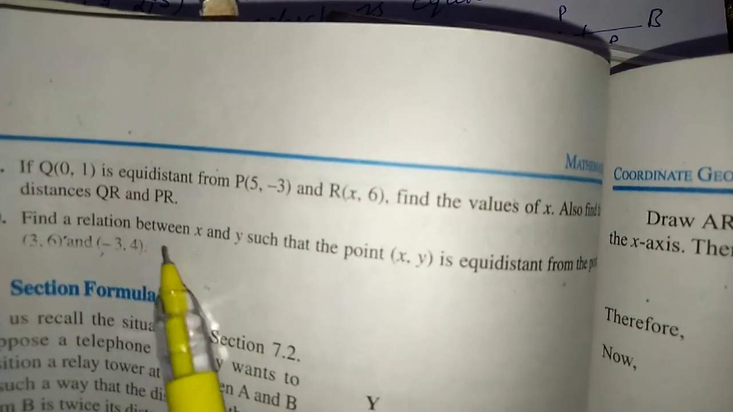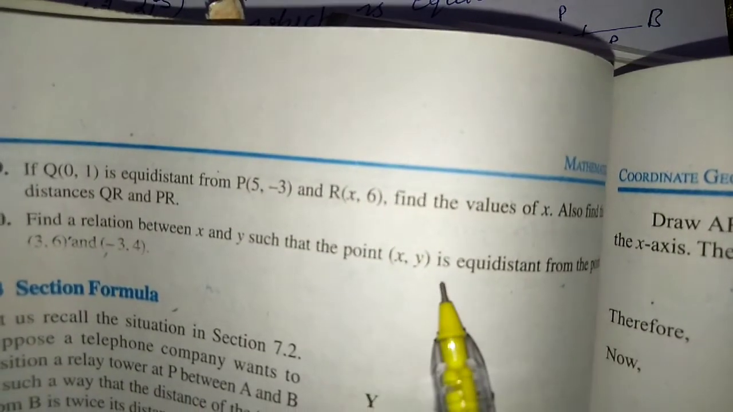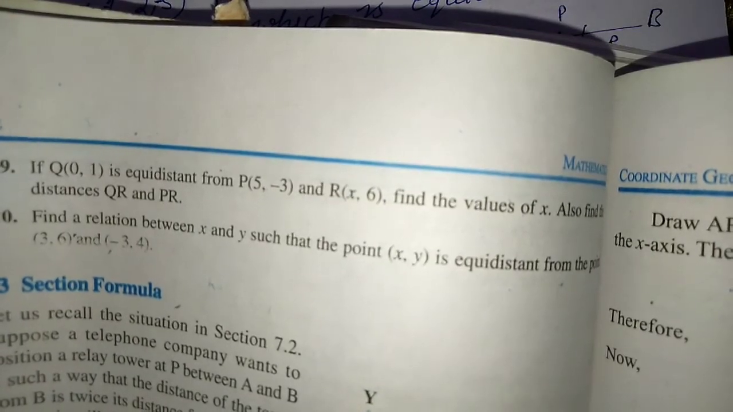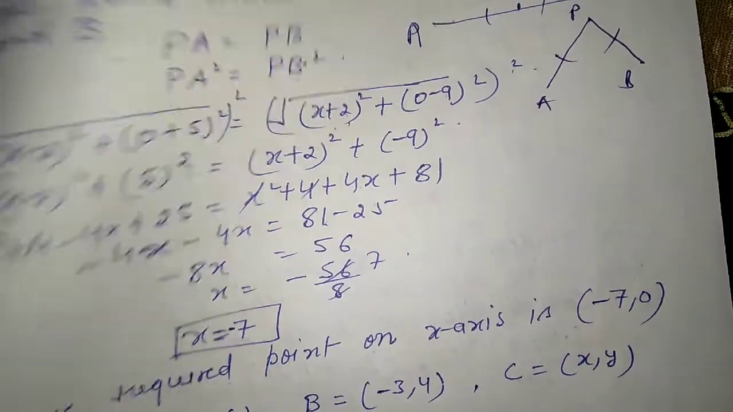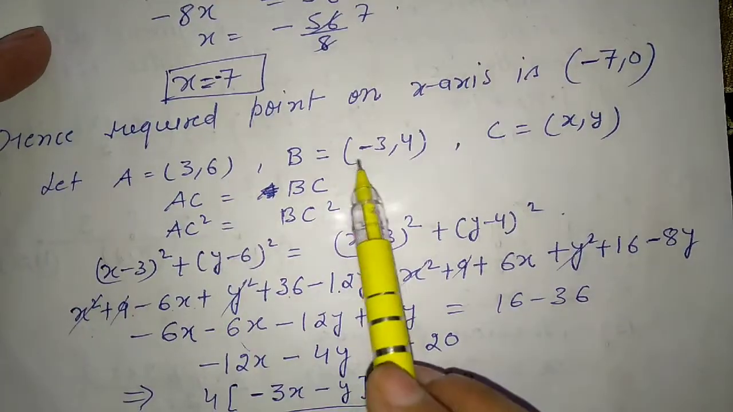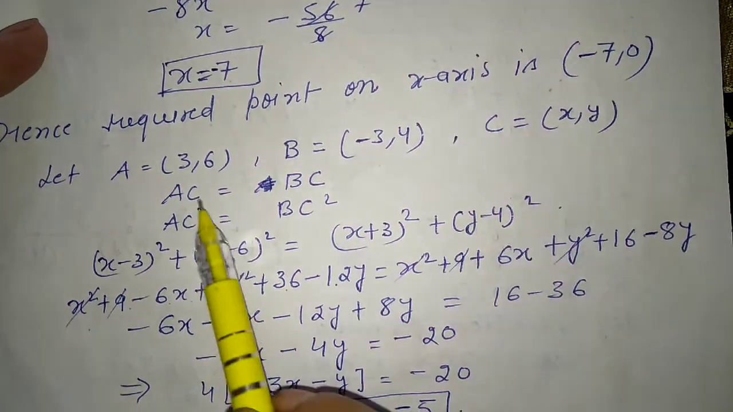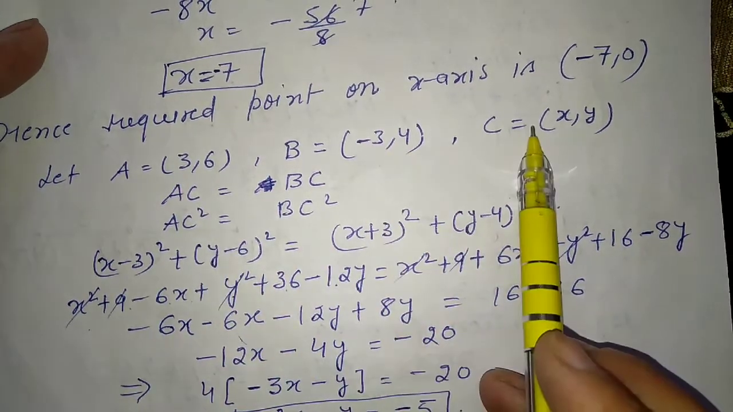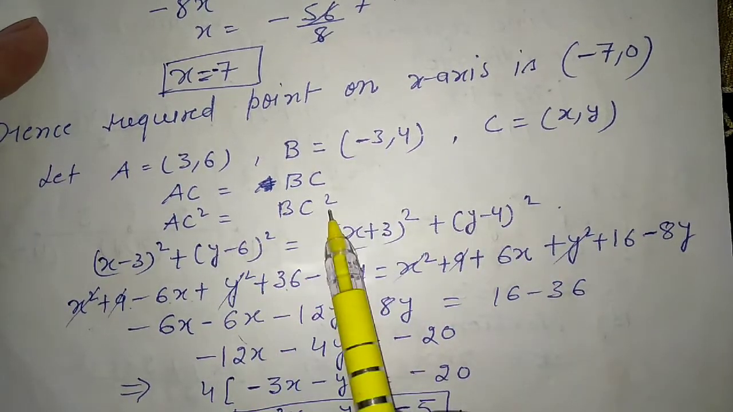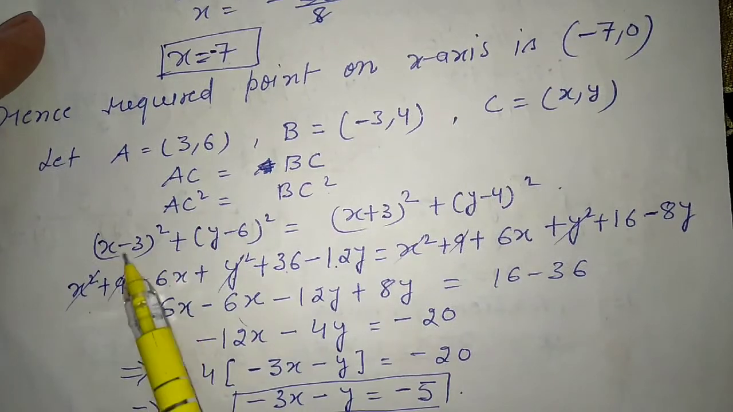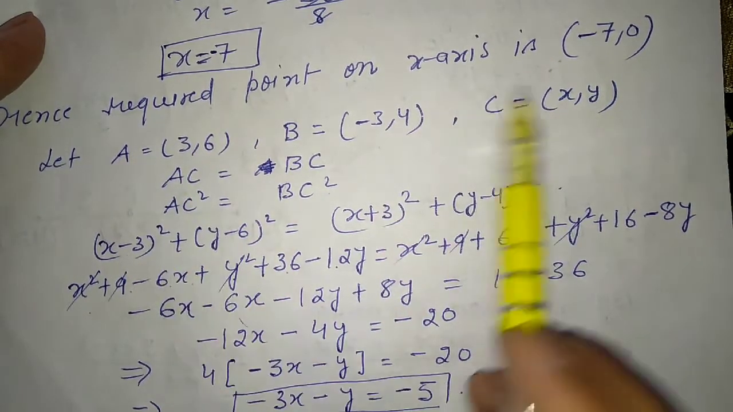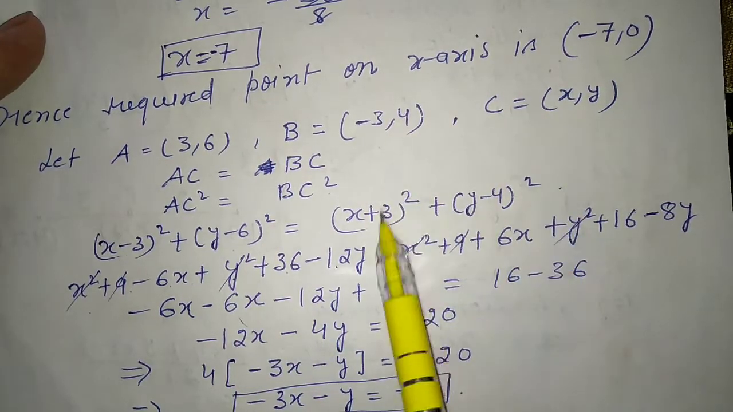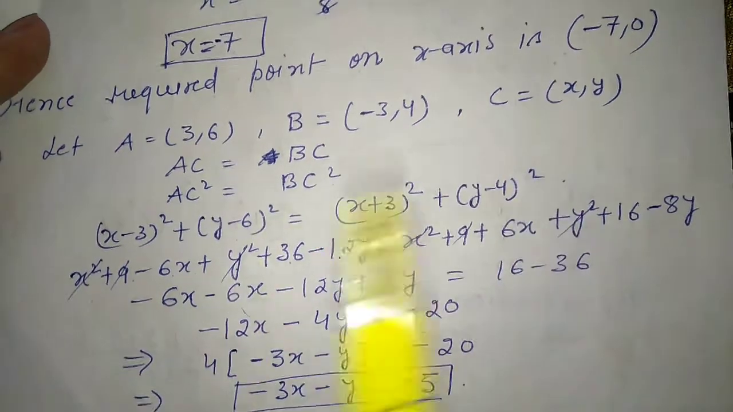The last question is there. Find a relation between x and y such that the point (x, y) is equidistant from the points (3, 6) and (-3, 4). So this is given here. Let A be (3, 6), B be (-3, 4), C be (x, y). So AC is equal to BC. This is given, again squaring both the sides, so the root will not be there. So (x minus 3) whole square plus (y minus 6) whole square equals (x plus 3) whole square plus (y minus 4) whole square.